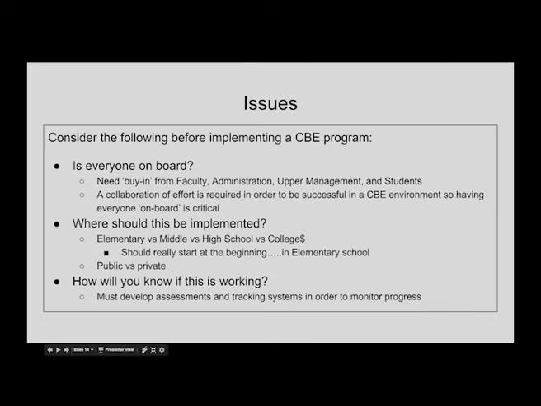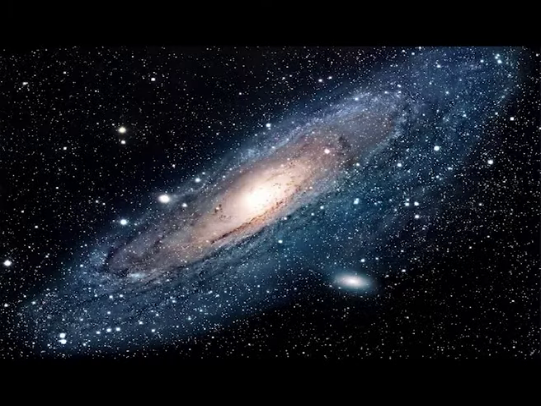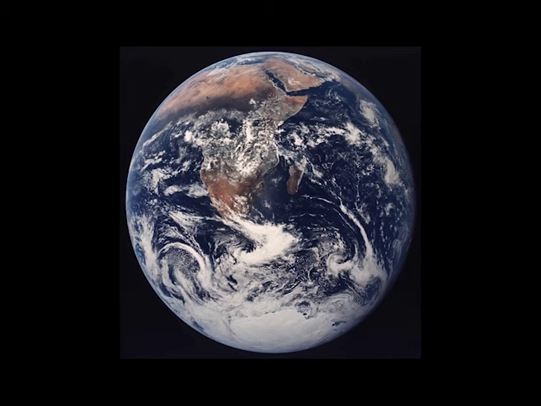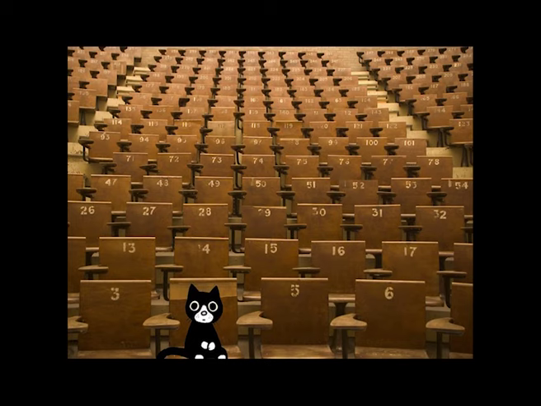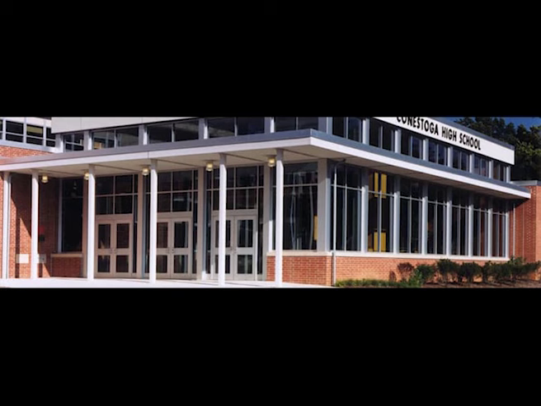The second issue to consider before implementing a CBE program is where to implement it. If a student is exposed to this type of learning from the time they start in elementary school, then they will be accustomed to the type of learning when they get into higher grades and even college. But if a CBE program is implemented at the college level and the students coming into that program have not been used to this type of learning, they will likely face issues trying to acclimate themselves.